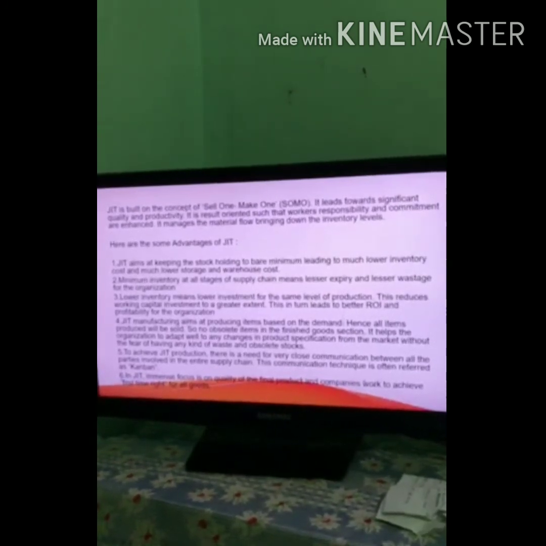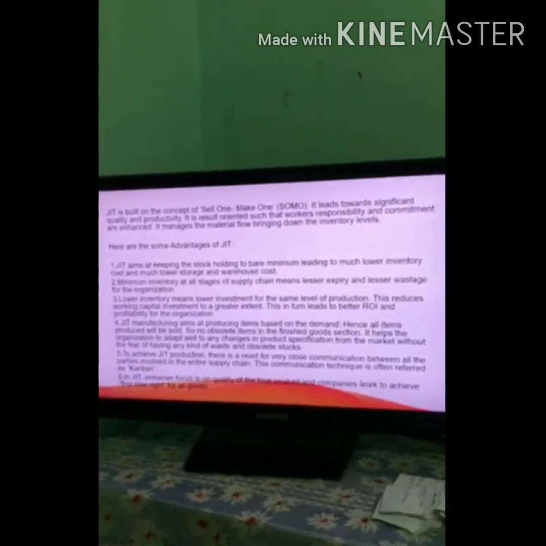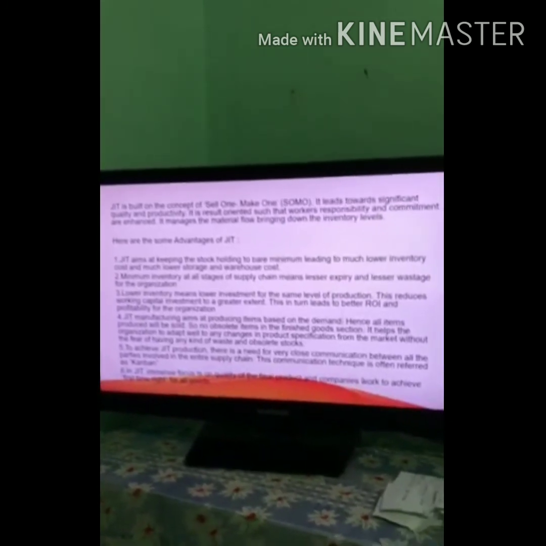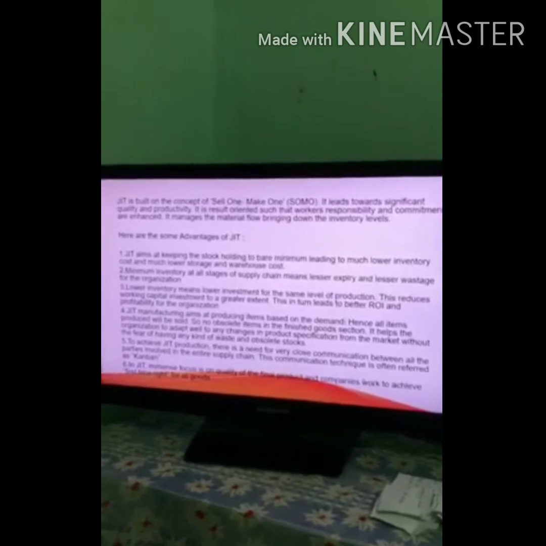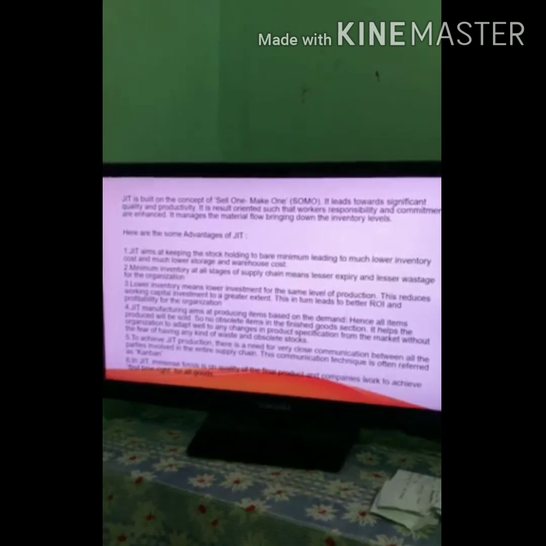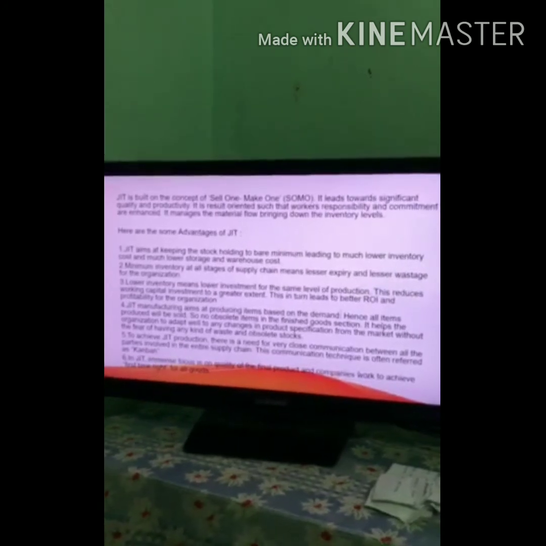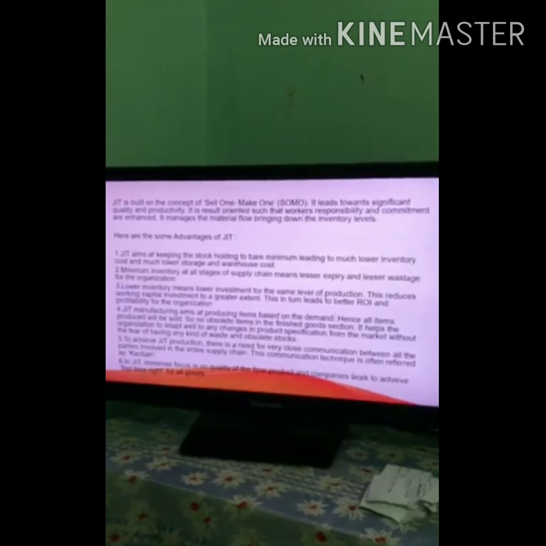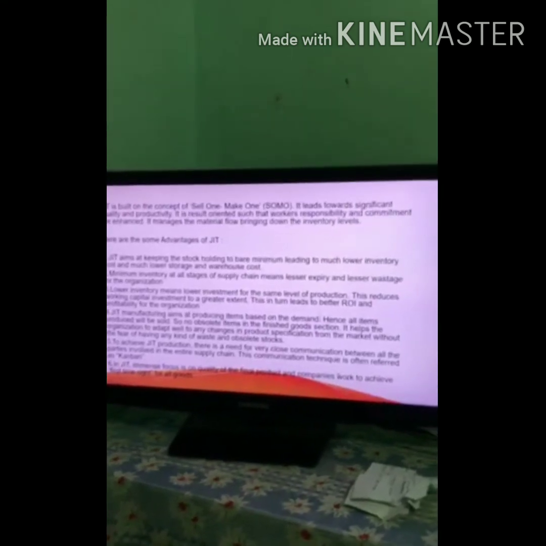Next, just-in-time manufacturing aims at producing items based on demand. Hence, all items produced will be sold, so there are no obsolete items in the finished goods section. It helps the organization adapt well to any changes in production specification from the market without the fear of having any kind of waste and obsolete stocks. Next, to achieve JIT production, there is a need for very close communication between all the parties involved in the entire supply chain. This communication technique is often referred to as Kanban. In just in time, immense focus is on the quality of the final product, and companies work to achieve first time right for all goods.